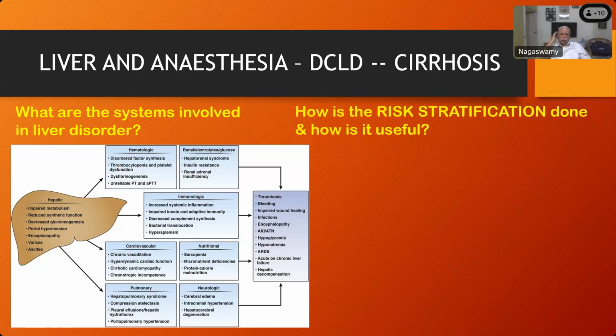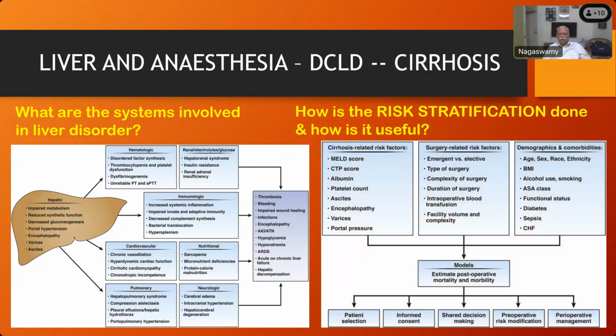Now comes the main important thing. How is the risk stratification done, and how is it useful? How do you stratify the risk involved in a patient who is having cirrhosis or DCLD who comes for any surgery or anesthesia? Child-Pugh classification and MELD score, sir. So these are the various things which are related. You can say cirrhosis-related risk factors, surgery-related risk factors, and demographic comorbidities.